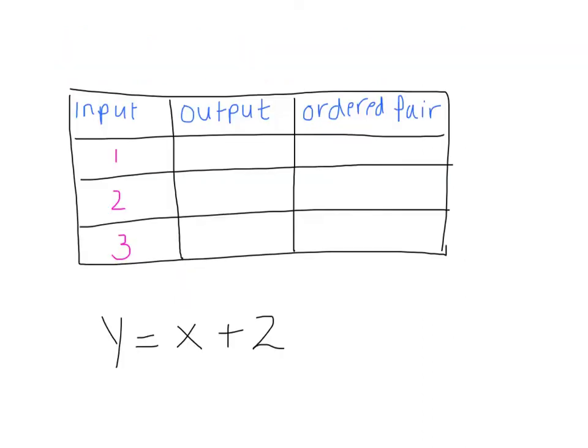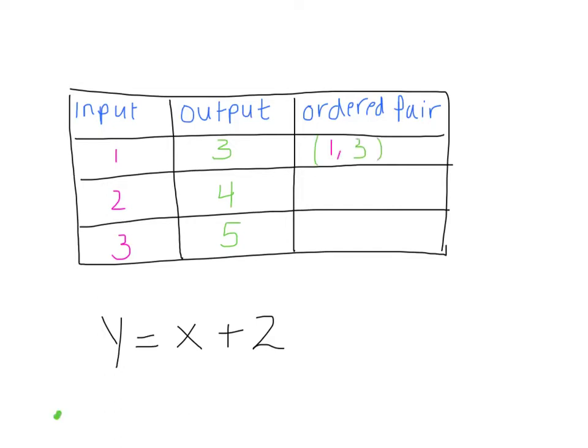Before you're able to draw the graph, you need to make an input-output table to get the ordered pair for each of the inputs. So let's start with input being 1. So we're going to plug in 1 for our x, and our output, if we add 2, will become 3. Now if we continue that, if our input is 2, our output is 4, and if our input is 3, our output is 5.